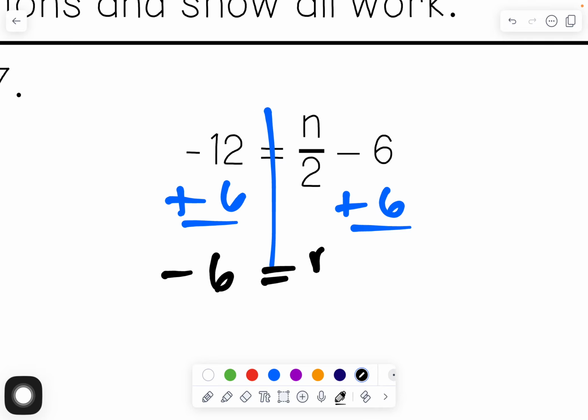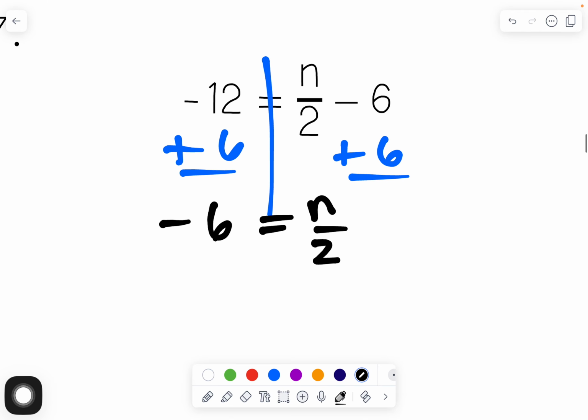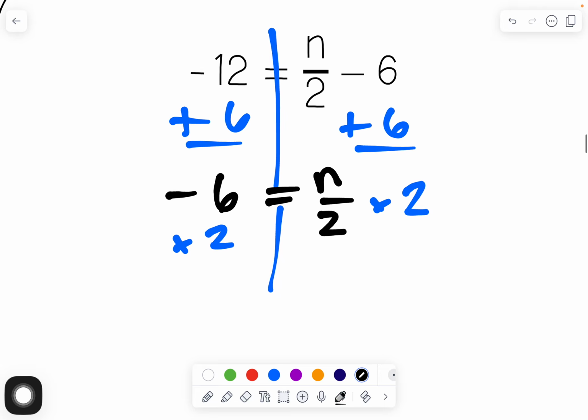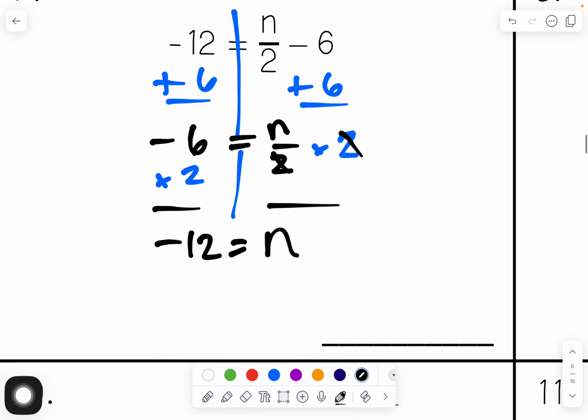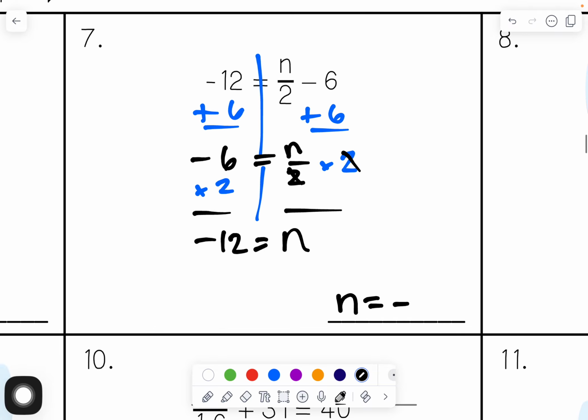Okay, the n over 2 did not change. Now, n divided by 2, what's the opposite of division? That would be multiplication. So I'm going to times both sides by 2. All right, and on the left-hand side, I get negative 12. And on the right-hand side, the 2's cancel, and I'm left with just an n. So my answer ends up being n equals negative 12.